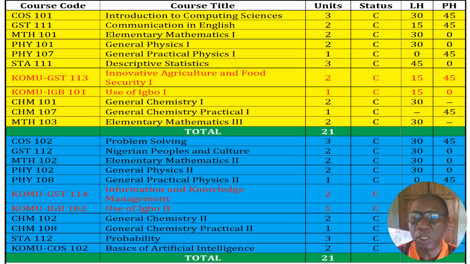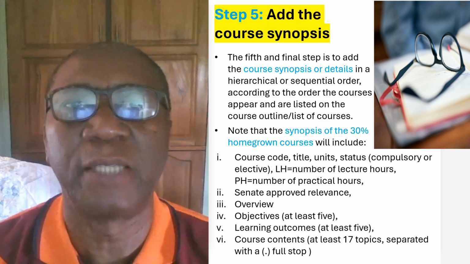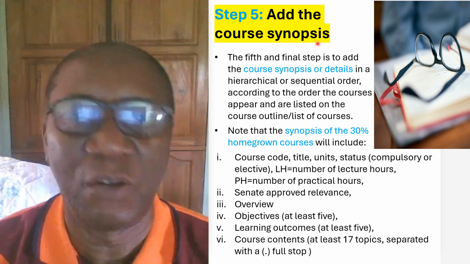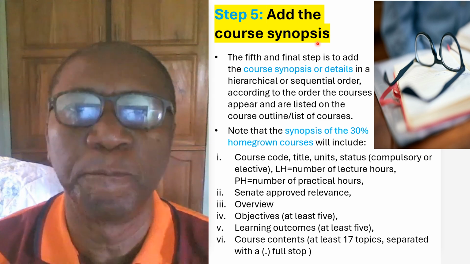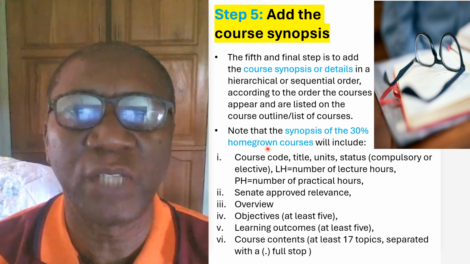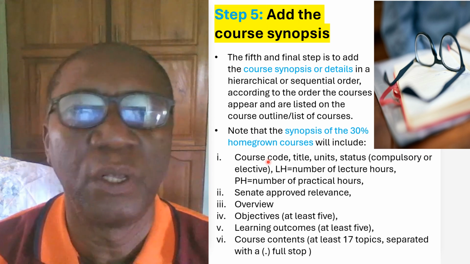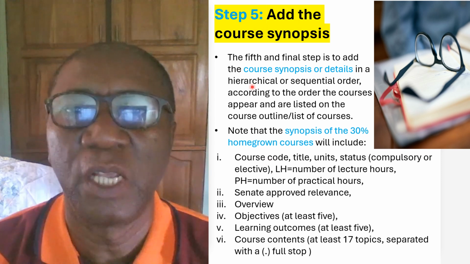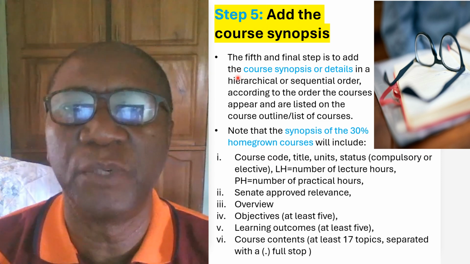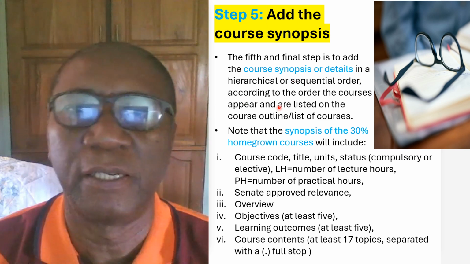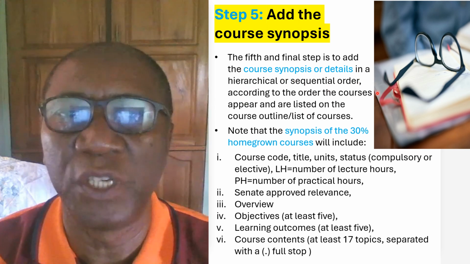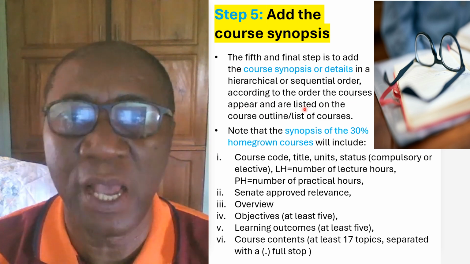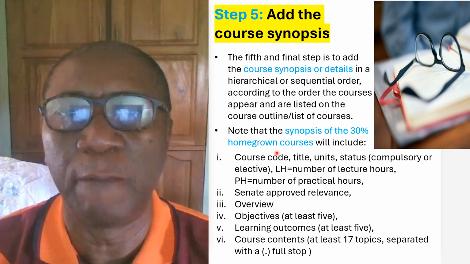And of course, that will take us to the 5th and final step, which is actually to add the course synopsis. Of course, this one follows naturally, because having gotten the course outline the way it should be, it is easy for you to develop the course synopsis. So the 5th and final step is to add the course synopsis, or the details. And this has to be done in a hierarchical or sequential order, according to the order in which the courses appeared on the course list. So you follow that same order.